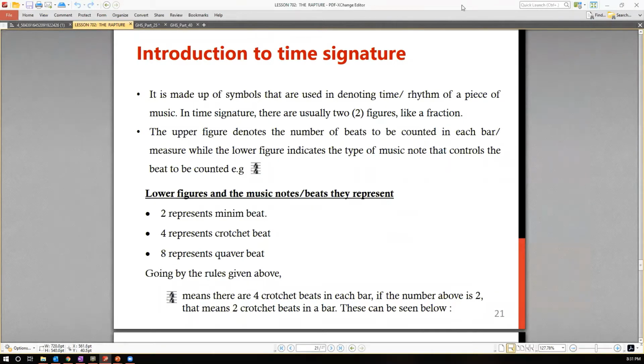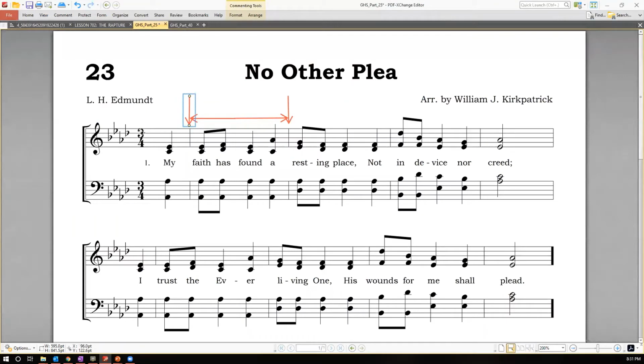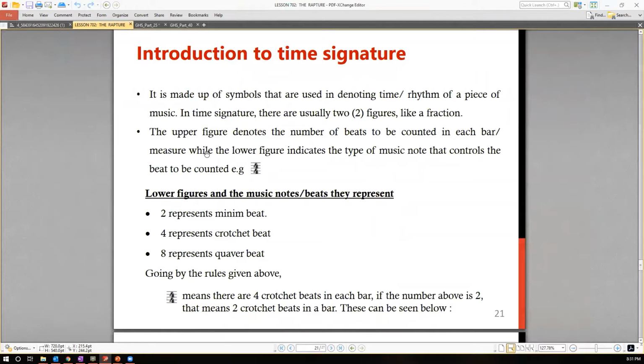So like I mentioned, this tells us it's a 3, that means 3 beats in one bar, and the number 4, or the number below, the lower figure, indicates the type of music note. Remember the music notes, there are about 7.